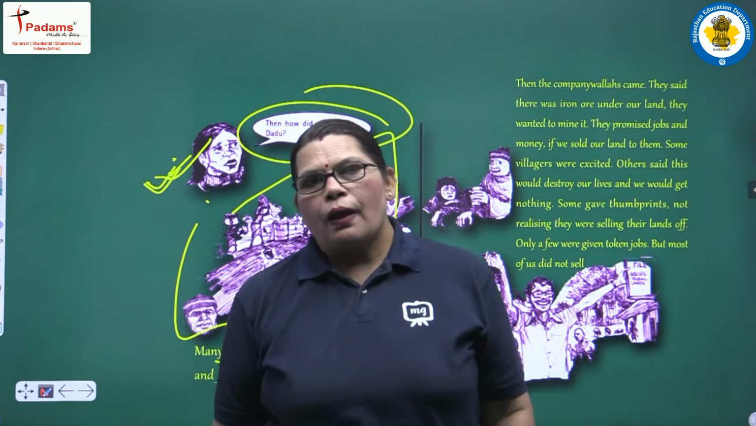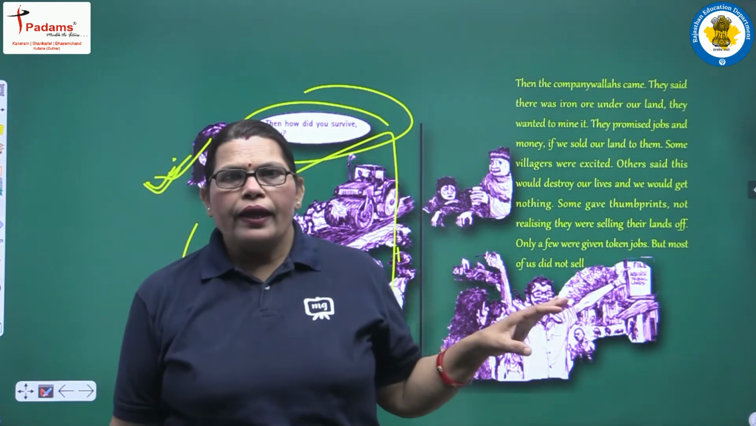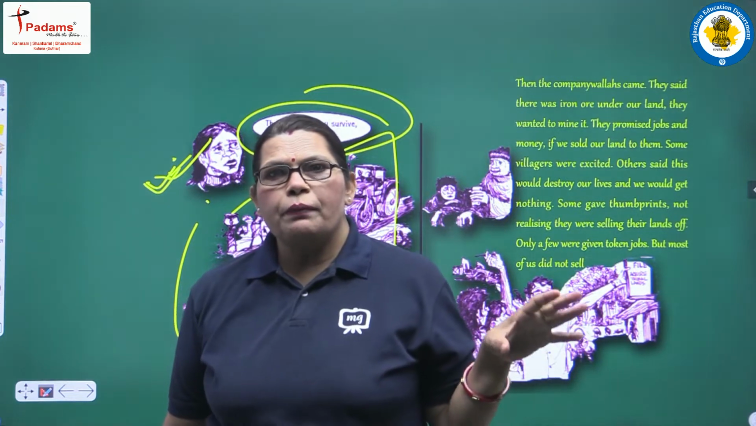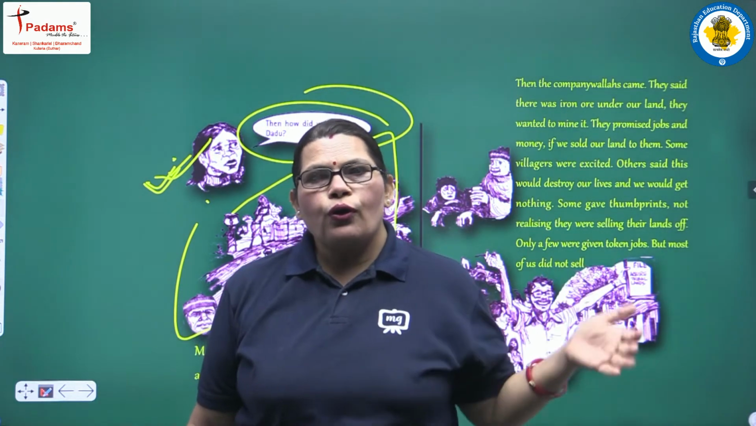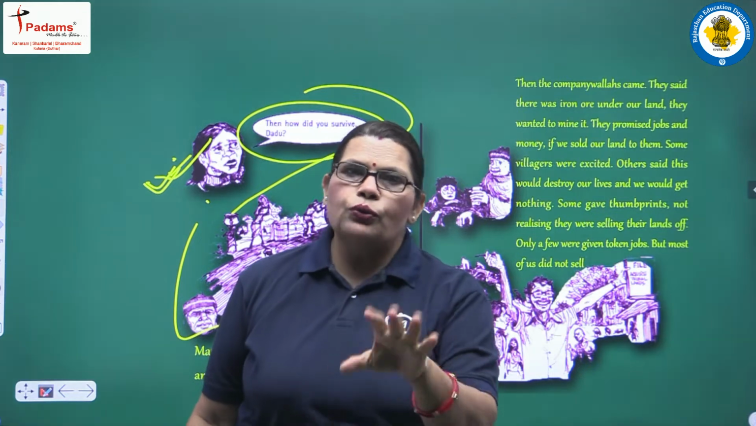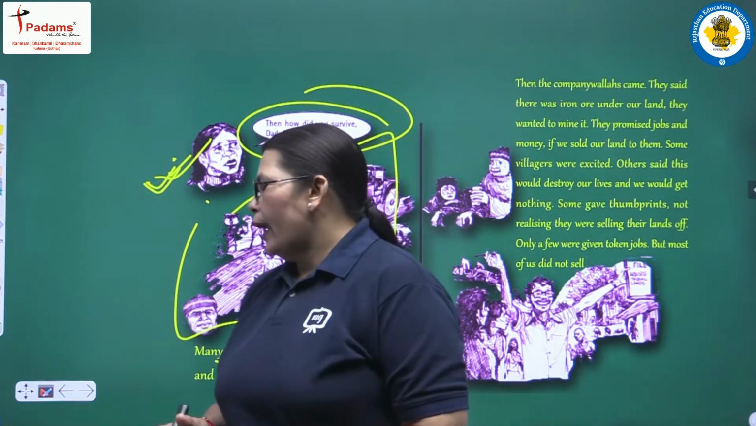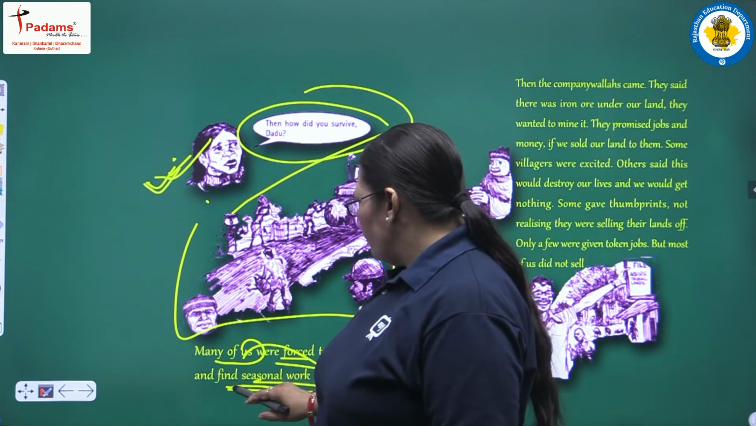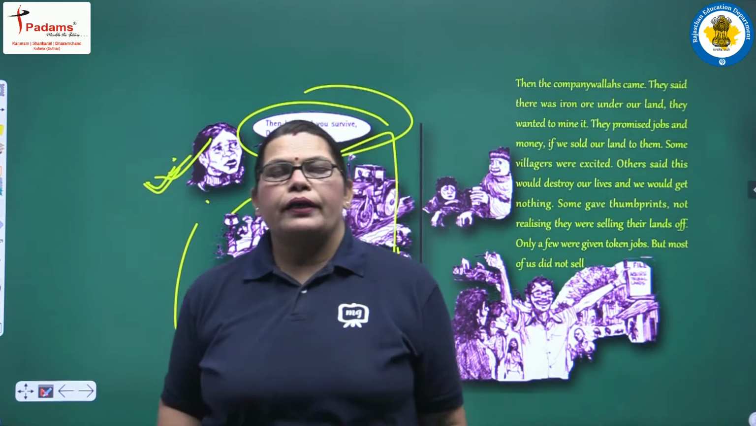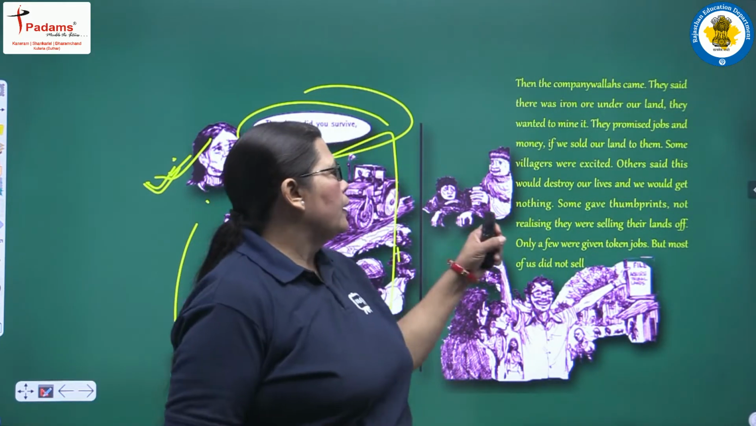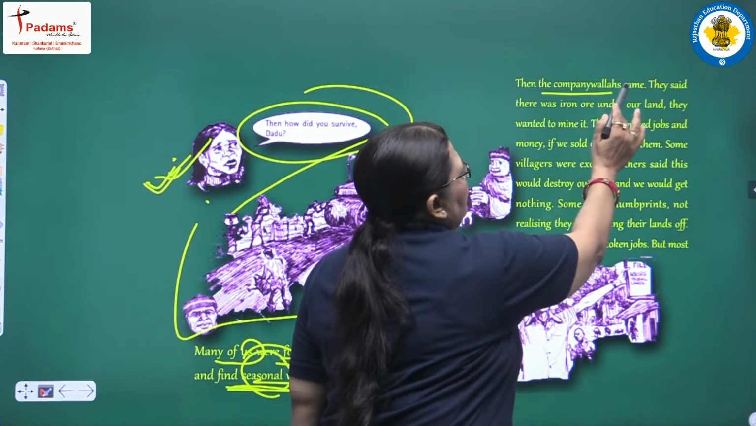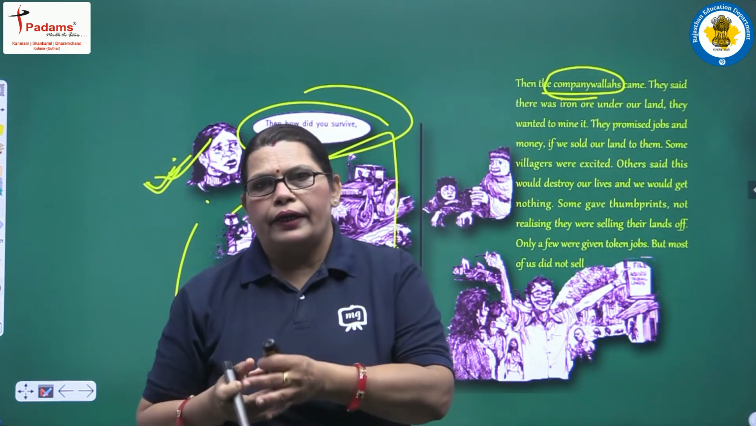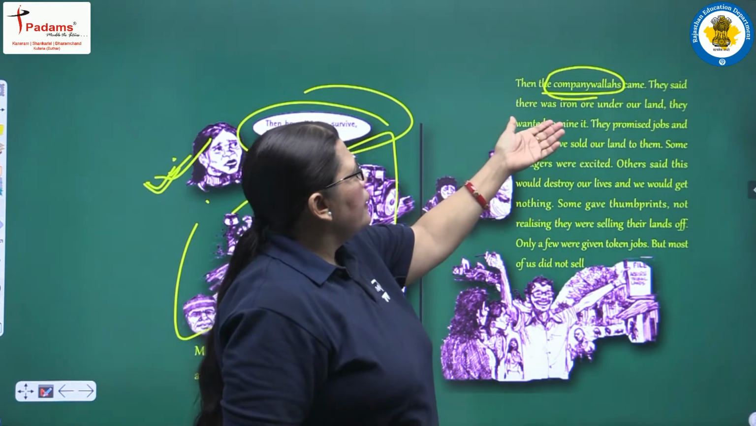Remember the chapter of history, when we are discussing history, these tribal people switched off from the forest in search of their livelihood, in search of employment, and here Dadu specifies that we found seasonal work in nearby towns. Same here, then the company walas came. Company walas means British rulers and their contractors. They said there was iron.